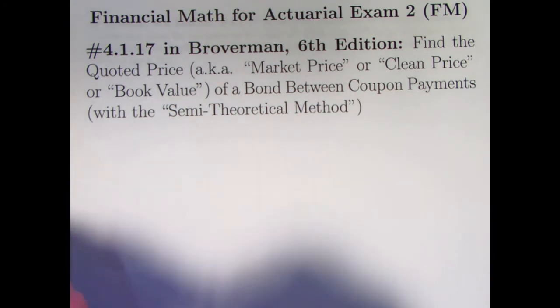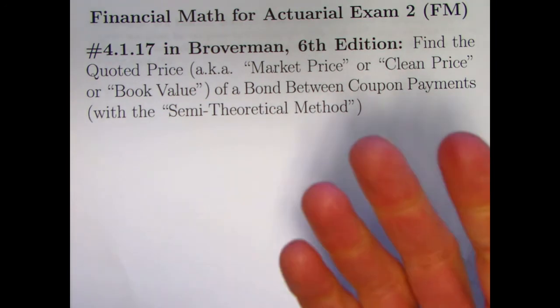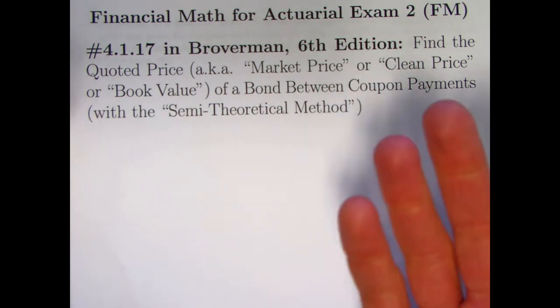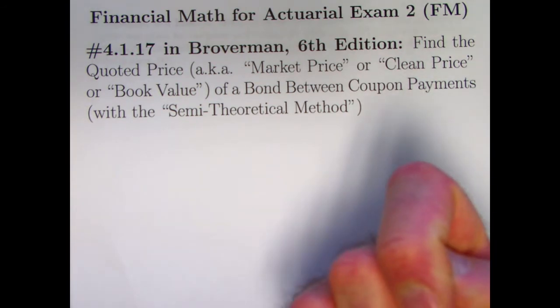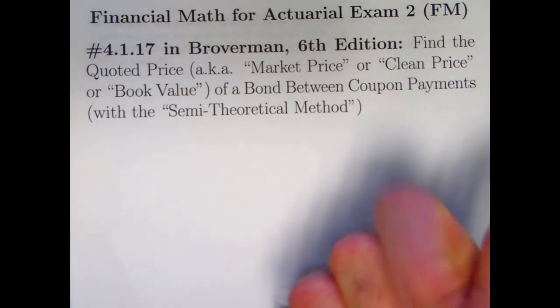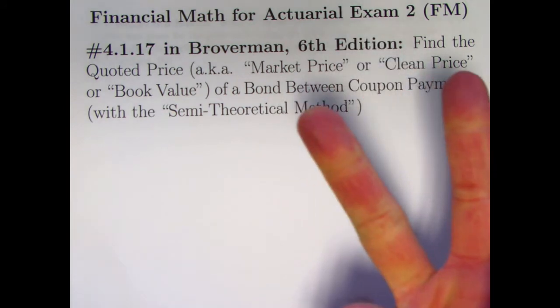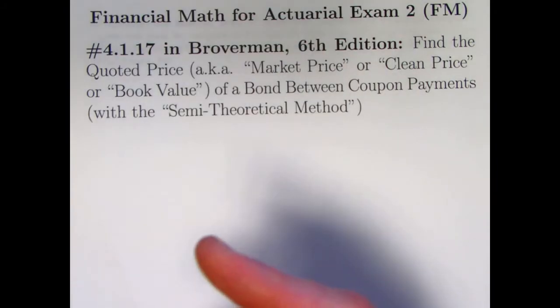The method we'll use is the semi-theoretical method. It's the most common method to use here in 2017, and it's the one you should know for Actuarial Exam 2. The three methods overall, though, are the theoretical method, the semi-theoretical method, and the practical method. Actually, Kellison's book goes into depth about all three methods.